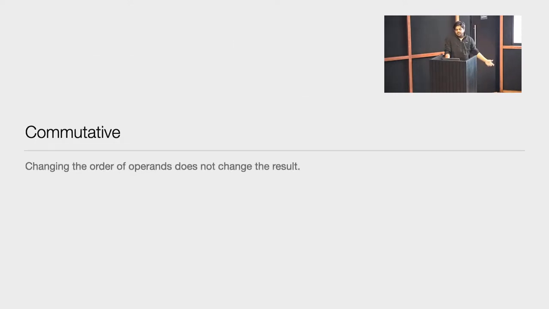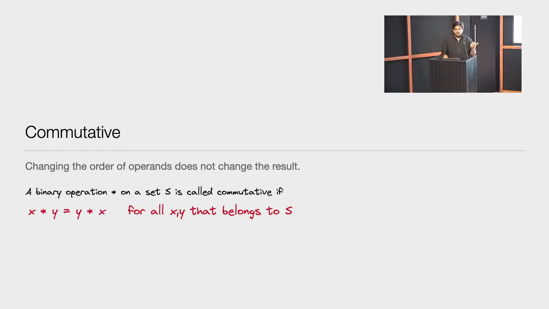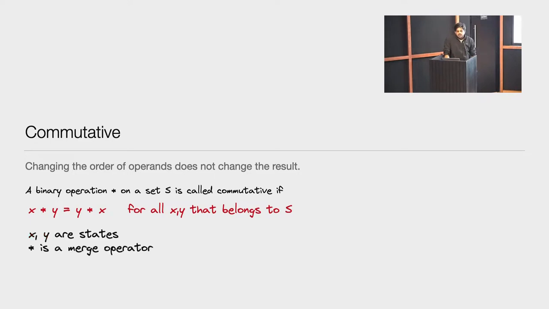Commutative means that changing the order of the operands does not change the result. Simply put, if there's a binary operation on a set, it's commutative only if x op y is equal to y op x. In our case, x and y are states, and your op is the merge operator. So given two states, it doesn't matter if you merge A with B or B with A, the output should be the same.